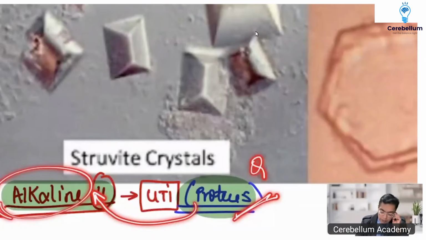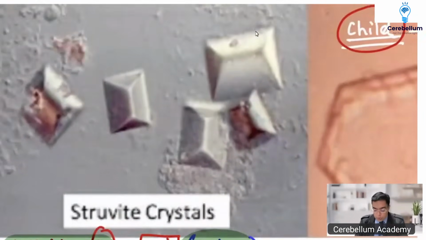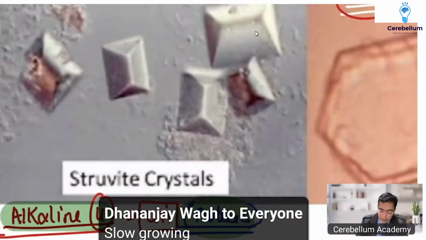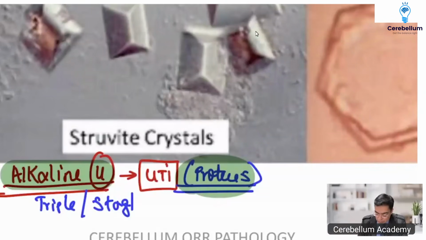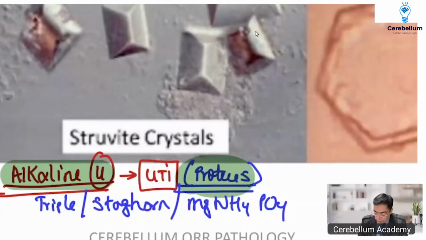Now, if the urine becomes alkaline, the chances of this kind of stone formation are going to increase. This stone has several other names. Struvite stone is also known by the name of triple stone. It is also called staghorn calculus. It is also called magnesium ammonium phosphate stone.